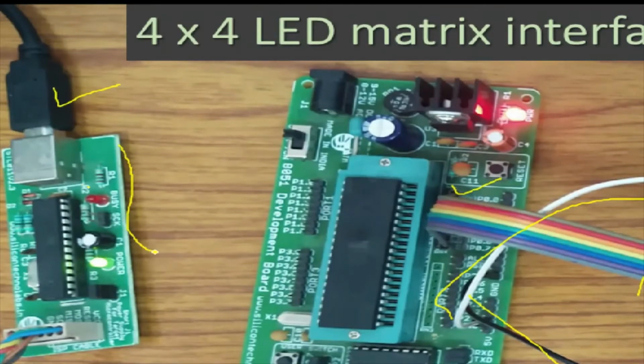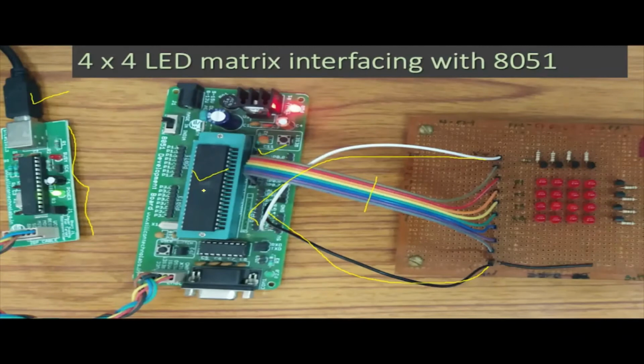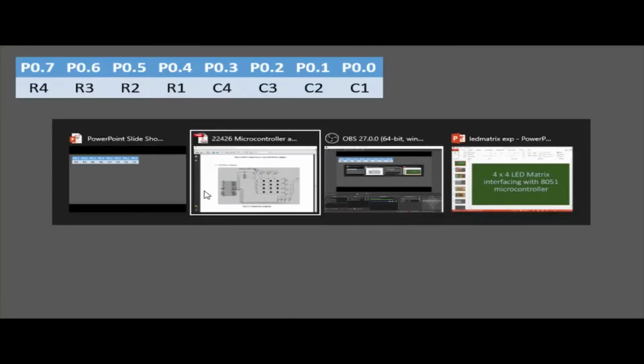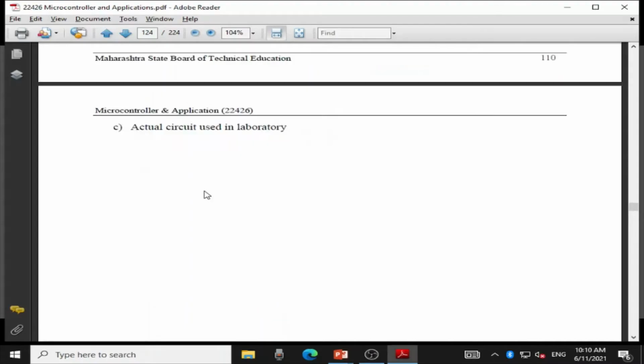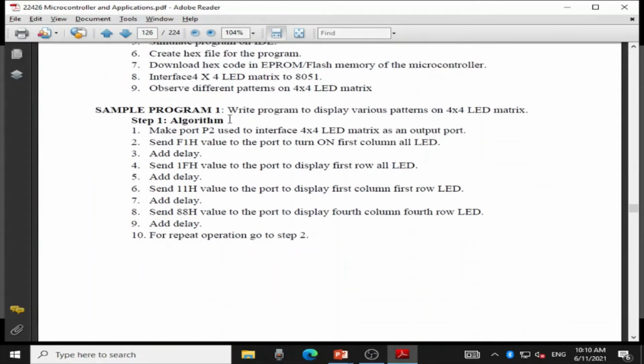This is a programmer unit which will help us to download the hex file of the program in program memory of this microcontroller IC. Let us discuss about the program. So the program which we have to write is a program to display various patterns on 4x4 LED matrix.